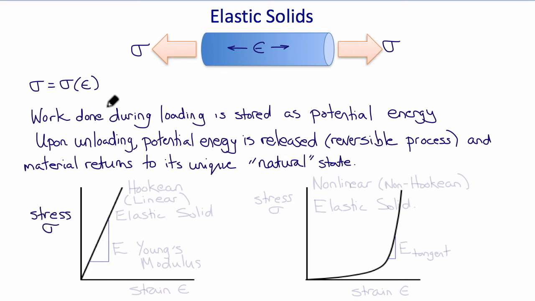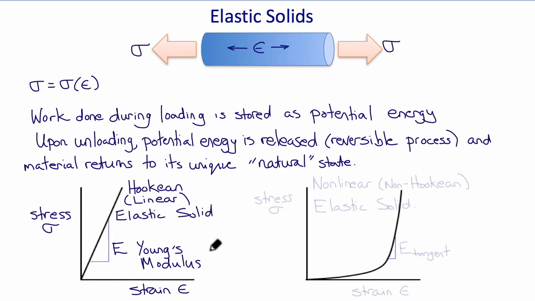If we measure the stress sigma as a function of the strain epsilon in many common elastic solids used in engineering, then we often get a straight line, and the slope of that line, E, is called the Young's modulus. A material that satisfies this stress-strain relation is called a Hookean or linear elastic solid.